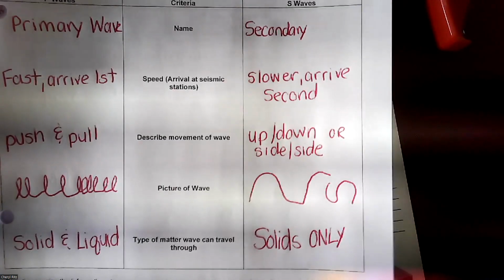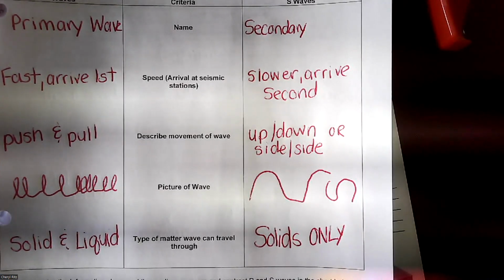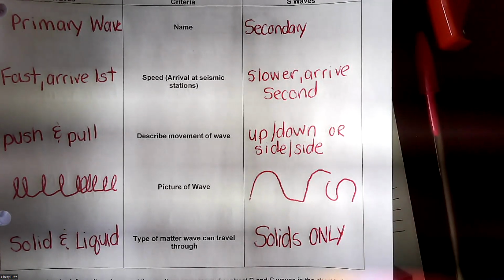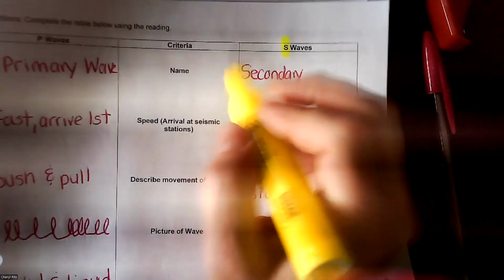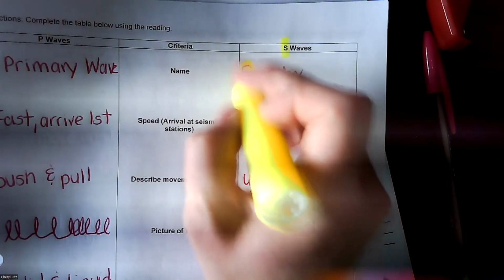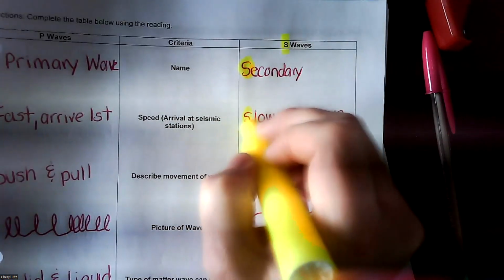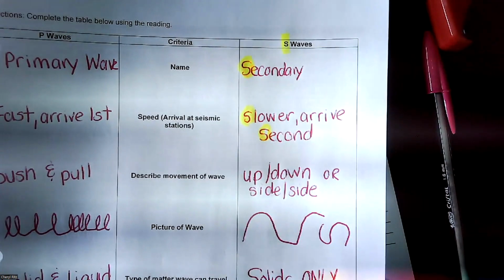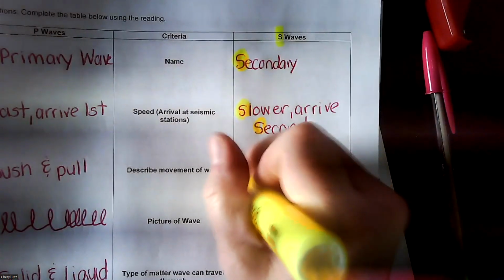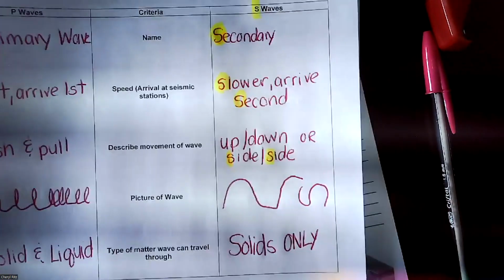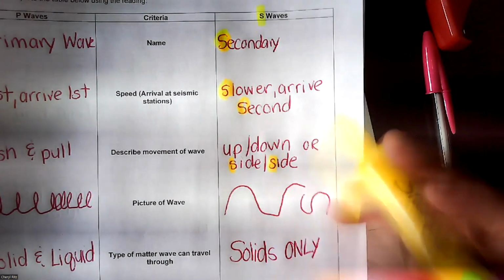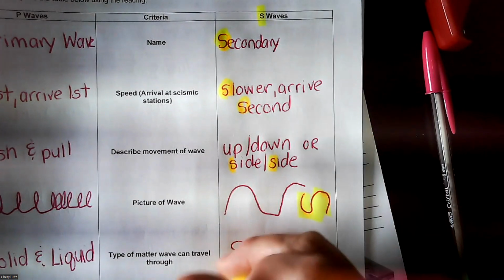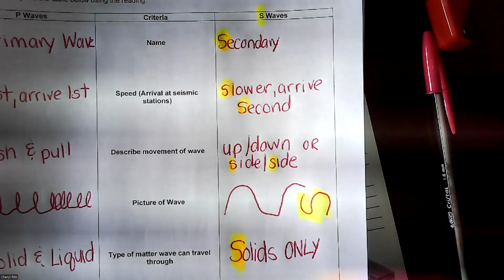So obviously this is where we're going to end. I do want to point out how you can easily remember all of this. Hopefully you notice, S waves are called S waves because they are secondary. They are slower. They arrive second. They move side to side. And what does this letter look like? That's an S, and they only go through solids. So S waves truly appreciate their S's.